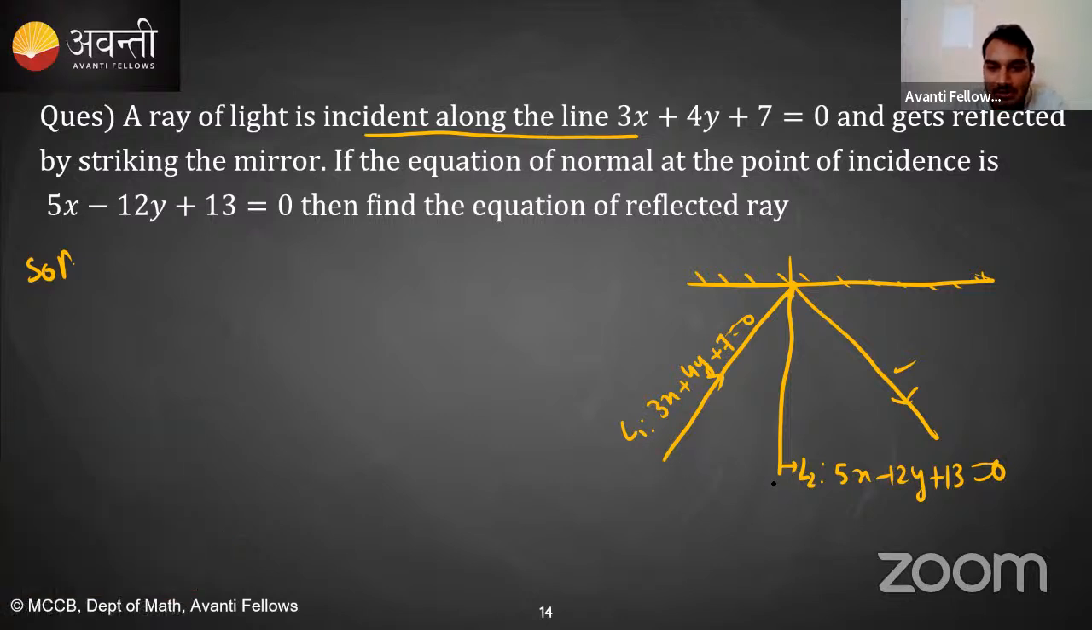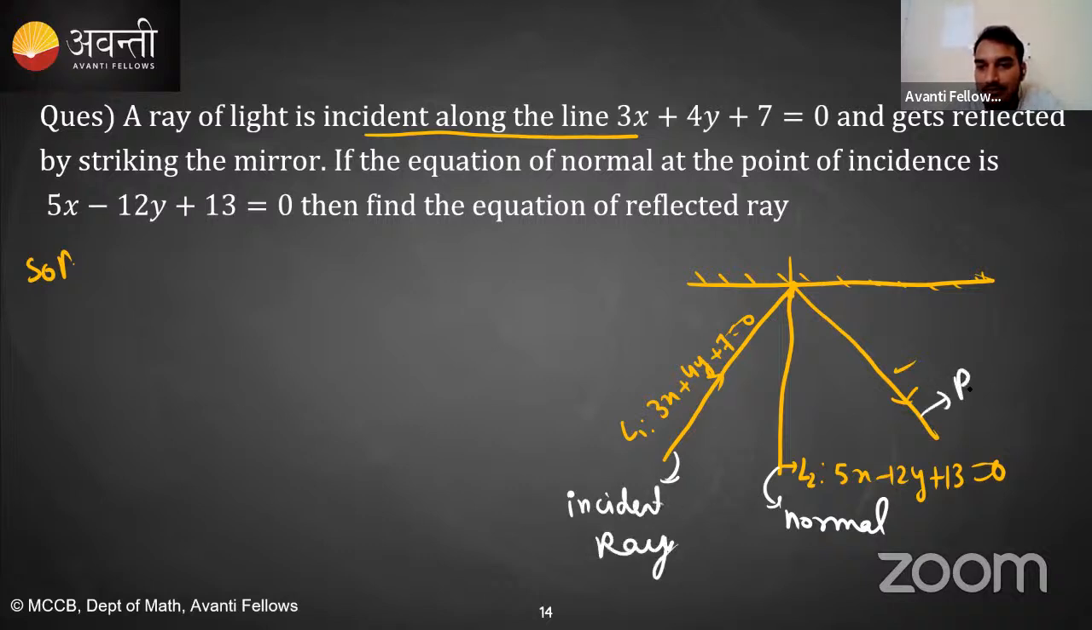Clear? So this is the normal. This is the incident ray. And this is the reflected ray. So how will we do it? Can anybody tell me the procedure? Is this question clear? The ray is incident along this line, gets reflected, and the normal at the point of incidence is this, and then find the equation of the reflected ray. Can anybody tell me in the chat box how we will proceed with this question? Anyone?